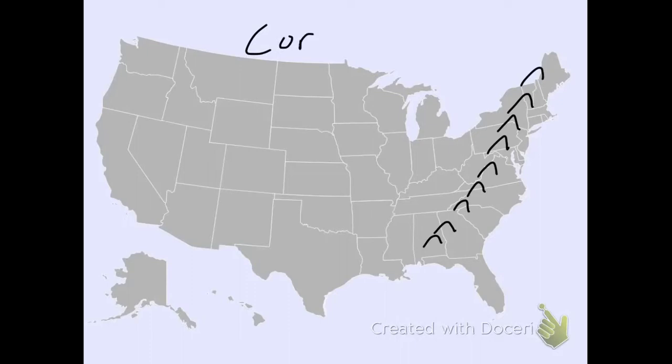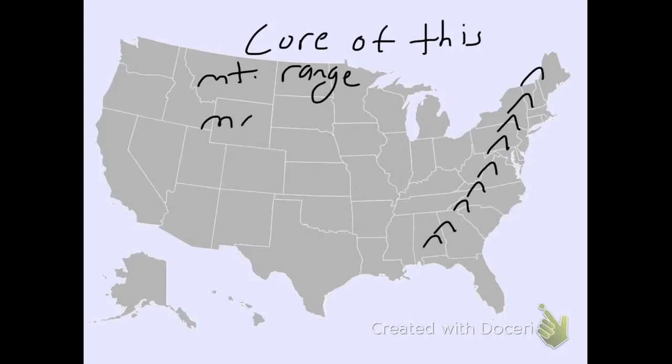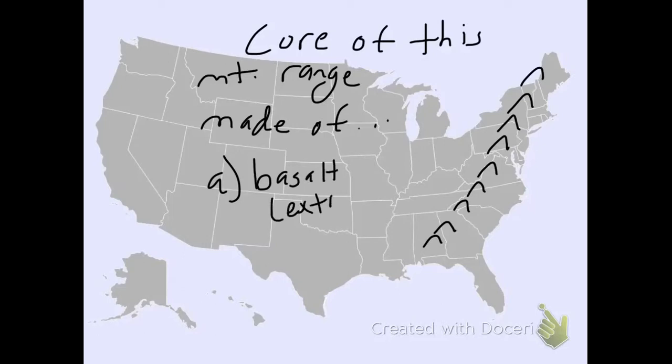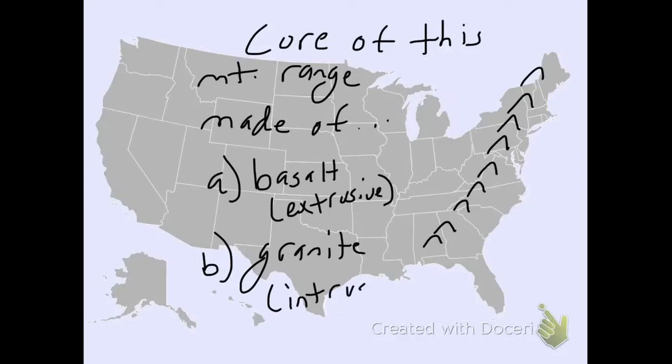So now we go a little bit closer to home, and I show you the basic broad outline of the Appalachian Mountains. And the core of this mountain range probably is made of what type of rock? First of all, would it be igneous, sedimentary, or metamorphic? And if you said igneous, then what igneous rock is likely to be down there? And of course the answer is, well, you have to determine that. Is it going to be basalt, which is an extrusive igneous rock? Or is it going to be granite, which is an intrusive igneous rock? And if you answered B, then you would be correct.